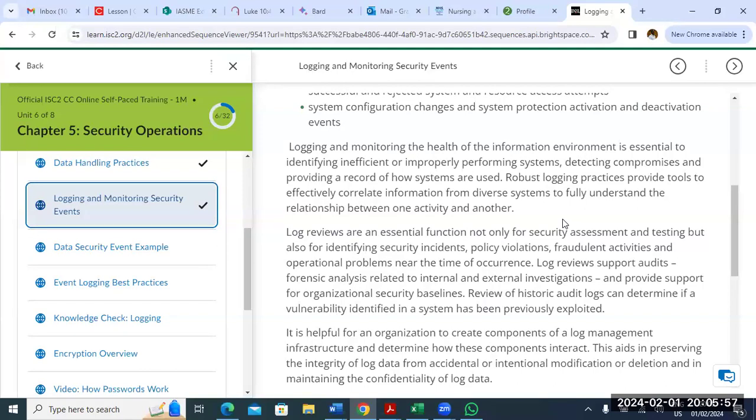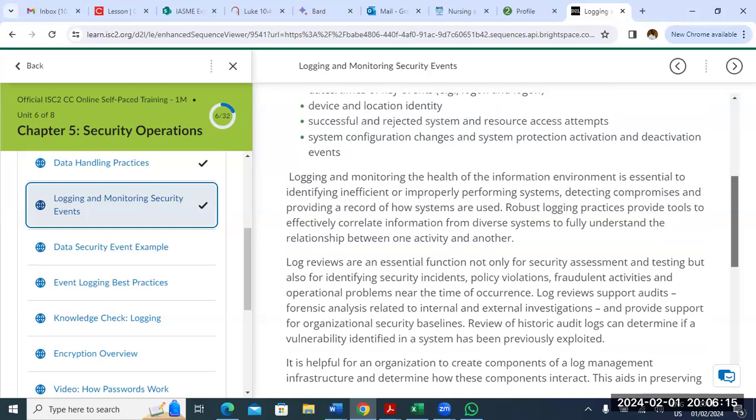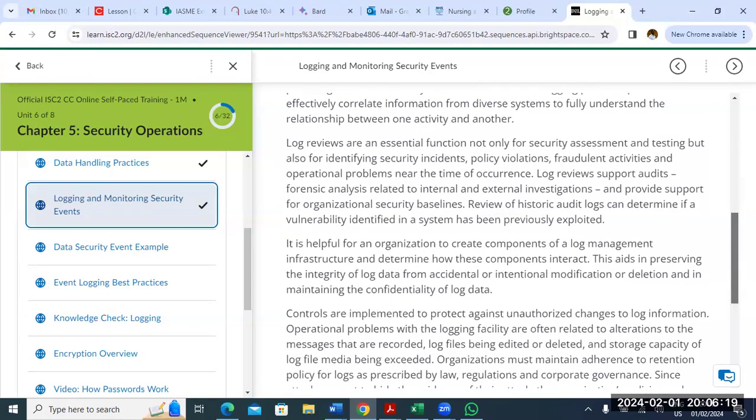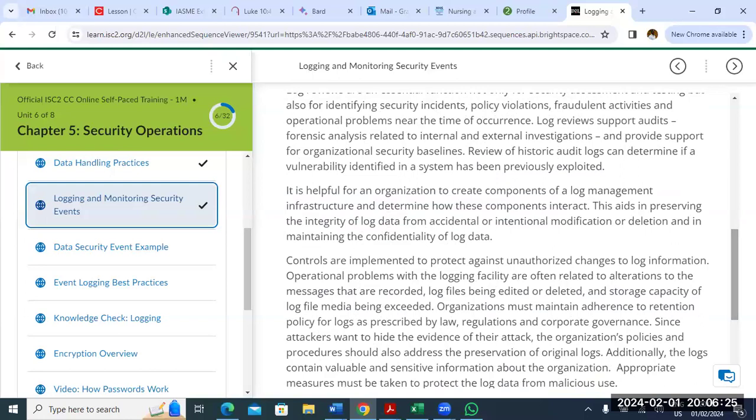A review of the historic audit logs can determine if a vulnerability identified in the system has been previously exploited or not. Because something will also give you a clue that, okay, was it an attempt or was it actually successful or not? So logging and monitoring is an important aspect of cybersecurity. Very, very important.